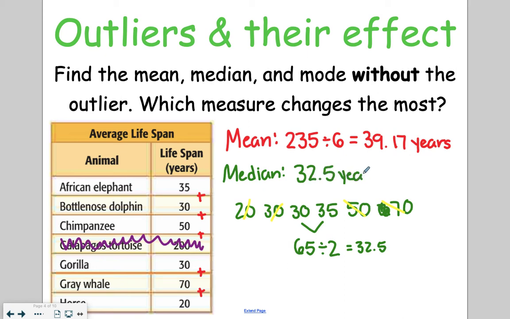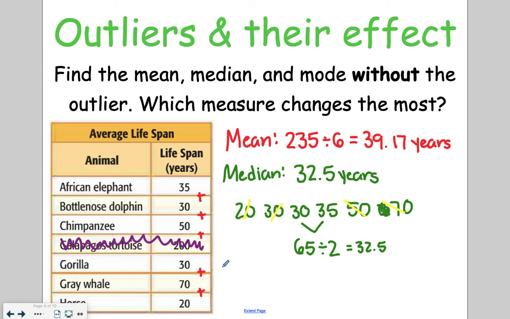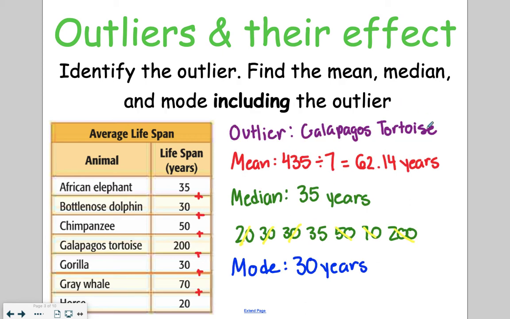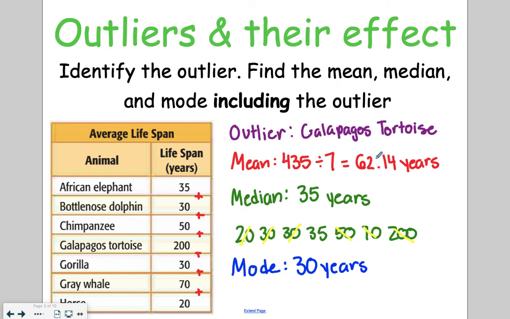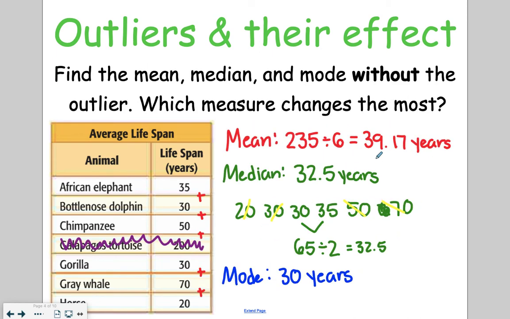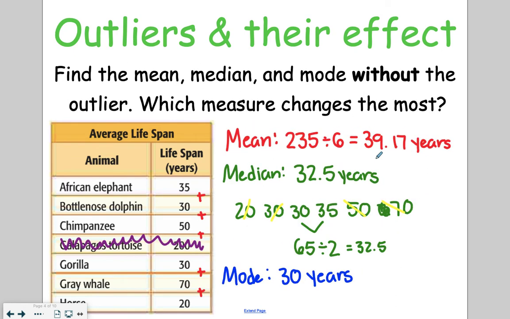And then when we're looking at the mode, that has not changed. The number that is still most frequently occurring is 30. So a mode of 30 years. Now the question is, which measure changed the most? So the mean went from 62.14 down to 39.17. The median went from 35 to 32.5, and the mode was 30 and stayed at 30.